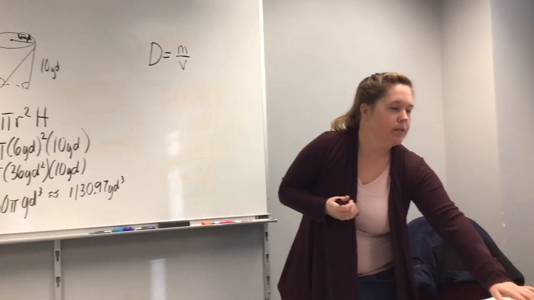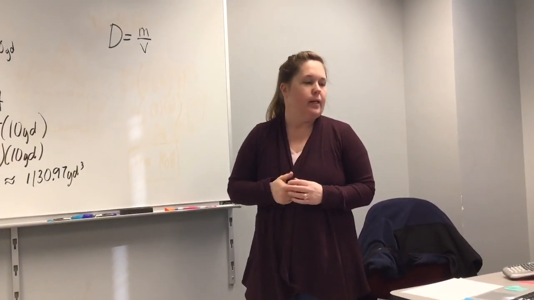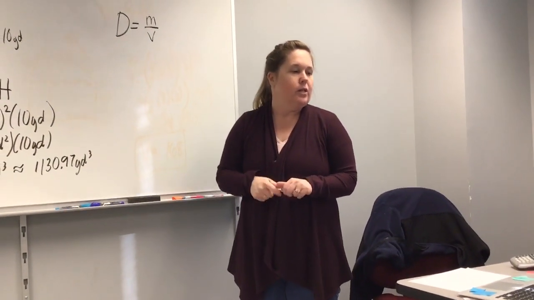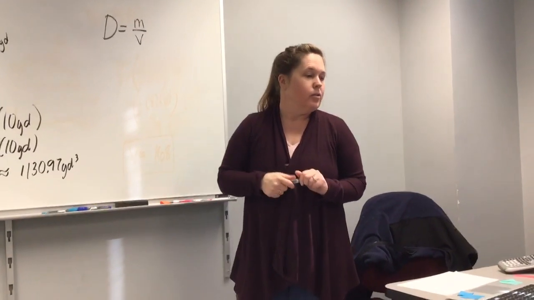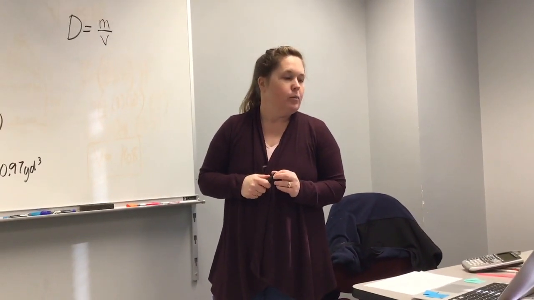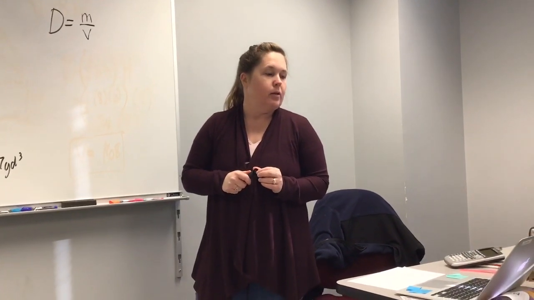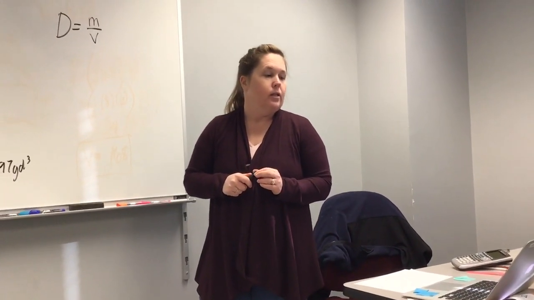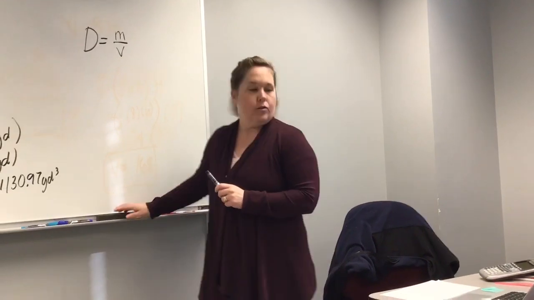In our example here, it says a cylindrical container with a radius of 8 centimeters is filled to a height of 10 centimeters with sulfuric acid. The density of sulfuric acid is 1.84 grams per cubic centimeter. What is the mass of the sulfuric acid to the nearest gram?